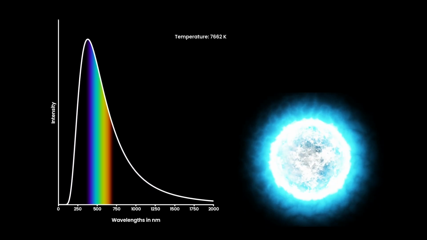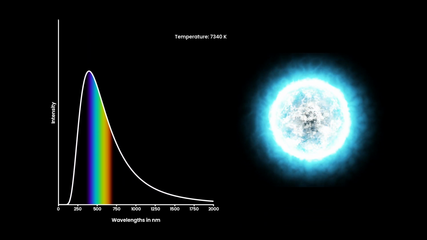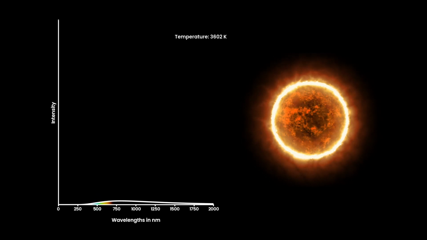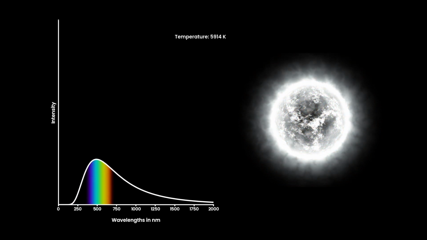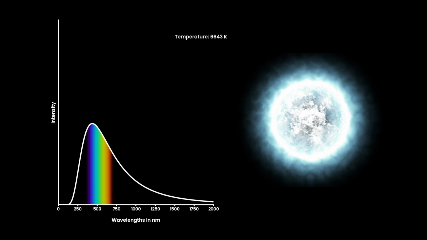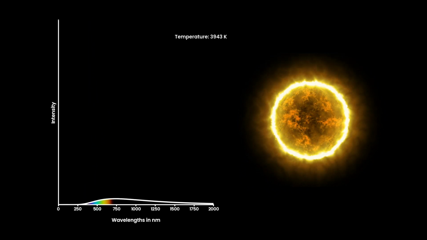Thus, a star's surface temperature influences both the intensity and color of the emitted radiation. Hotter stars emit more energy at shorter wavelengths, such as blue and ultraviolet light, while cooler stars emit more energy at longer wavelengths, such as red and infrared.